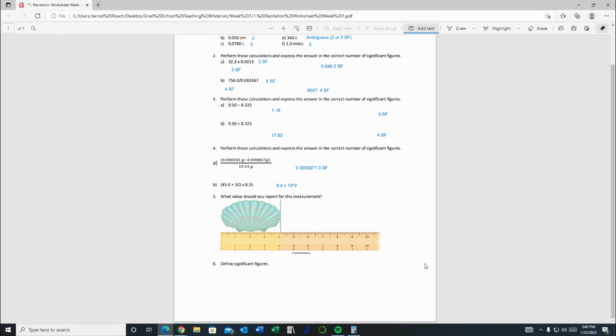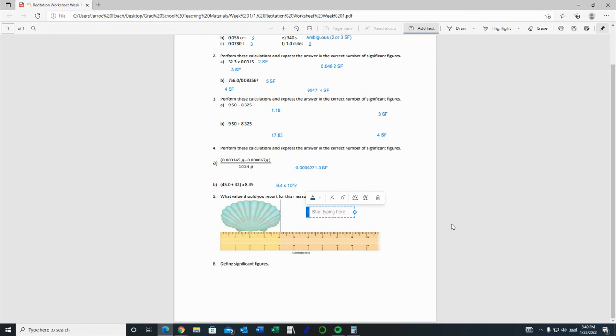And finally, for this last question here, we have to determine what value we should report. So we can definitively tell that it's between 4.0 and 4.1. And so if you remember from my lecture, we always go one decimal place past where we're certain. So we're certain of the tenths place, but we are not completely certain of the hundredths place. So we need to take a guess.